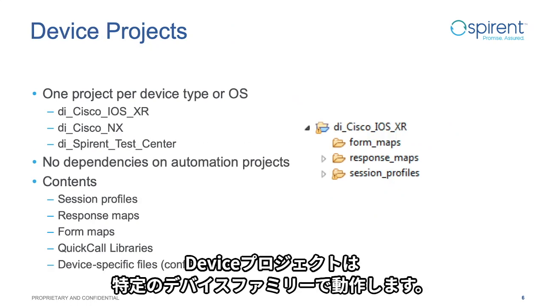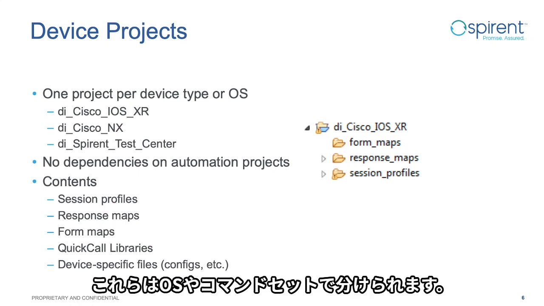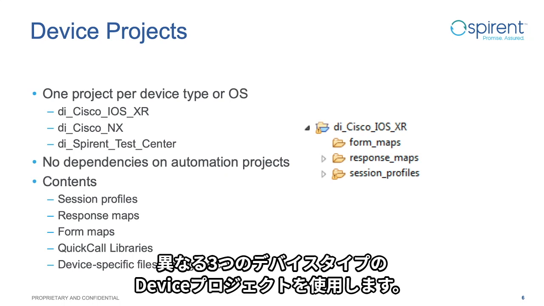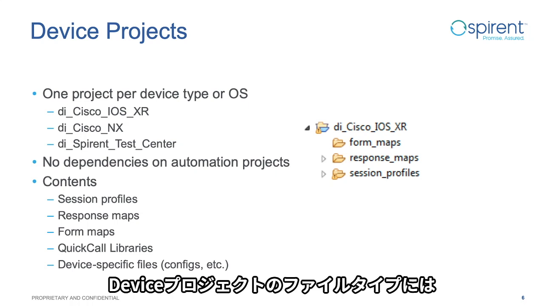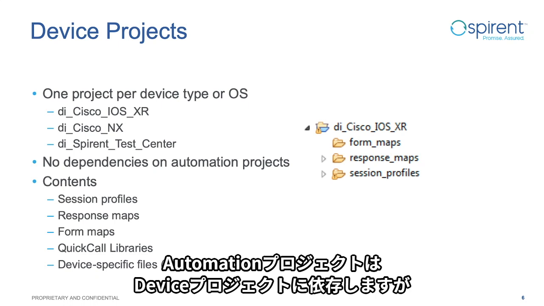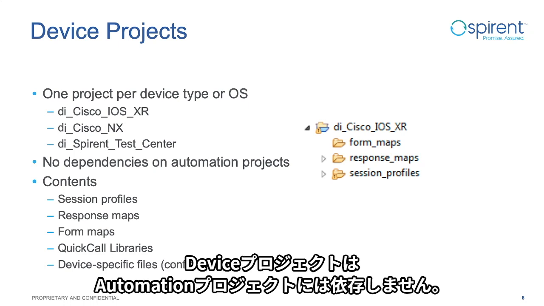Device projects contain all the files needed to work with a specific family of devices. These are typically organized by OS or command set. If you are testing Cisco iOS and Cisco NX devices using a Spirent Test Center, you will have a separate device project for each of those three device types. File types stored in device projects include response maps, session profiles, and quick call libraries. Automation projects may depend on device projects, but device projects should not depend on automation projects.